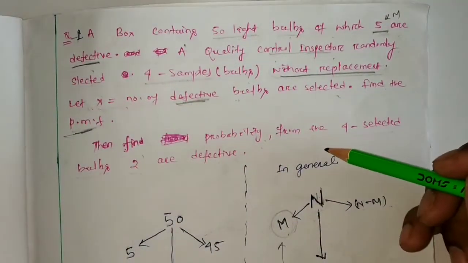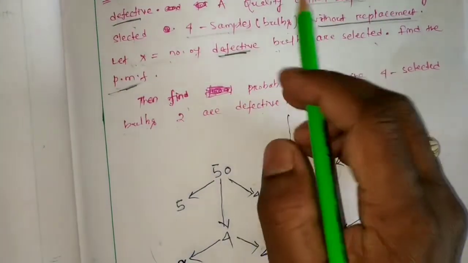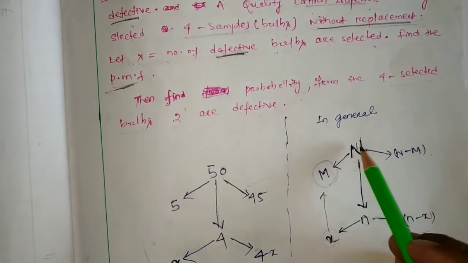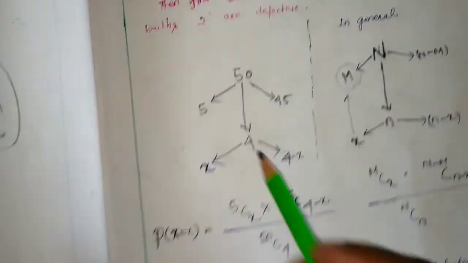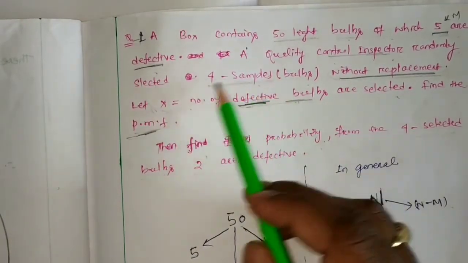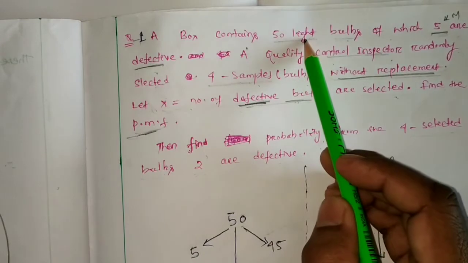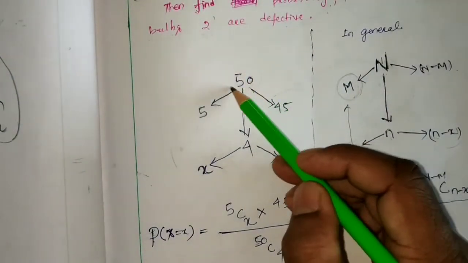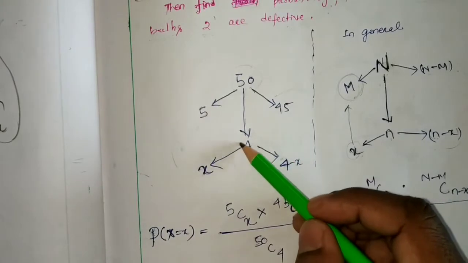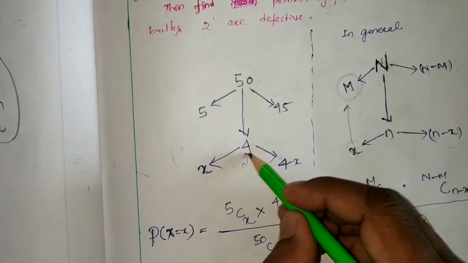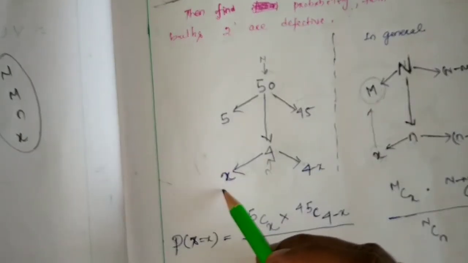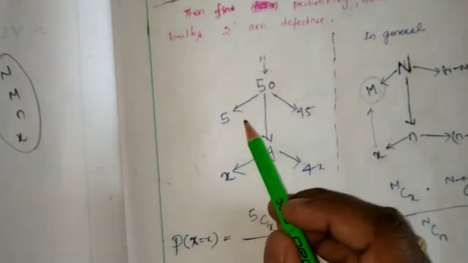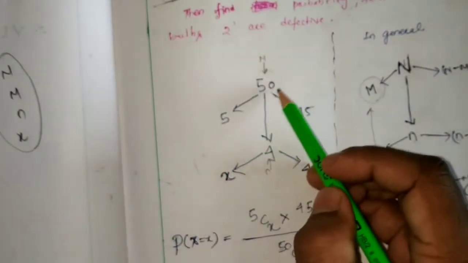If you draw this type of diagram after reading the question, it will be easy for you to solve it. So for this question, what is N? The total number of light balls is 50. We intend to find out the defective balls. The inspector has drawn 4 samples from the 50 light balls. So small n equals 4, capital N equals 50, and X belongs to defective. So we have to write the total number of defective balls on this side, inside the total number of balls.